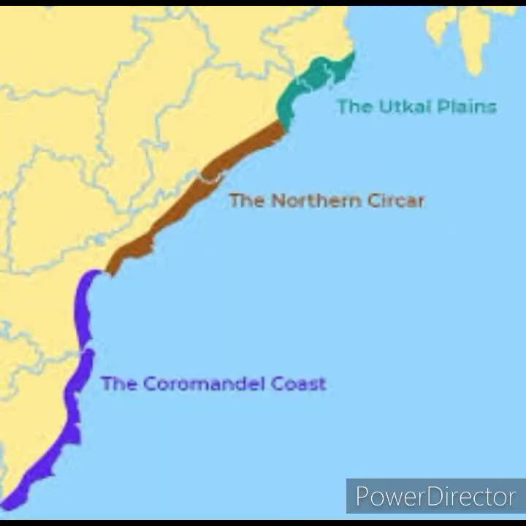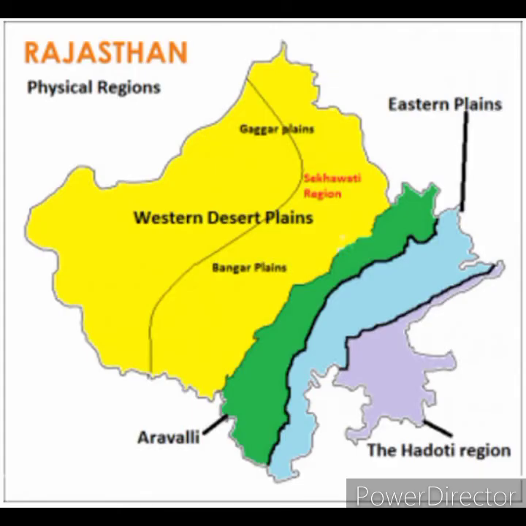Now the northern part of the coast is called the Northern Sircars, and Visakhapatnam is the most important port here. Plus the Coromandel coast is the southern part of the eastern coastal plains. And the coastline is straight, which makes Chennai one of the largest ports of India, which is situated in this region.